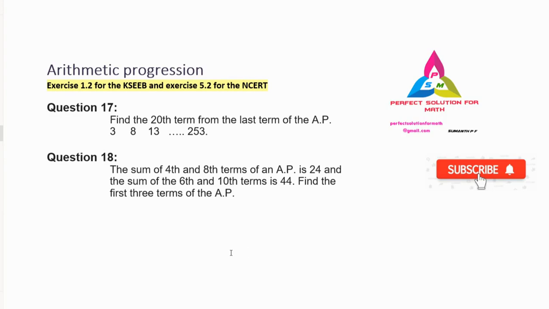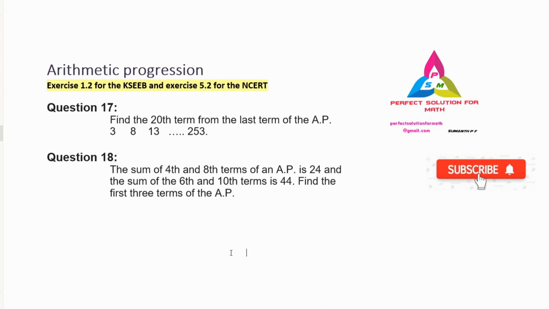Today we are going to learn the arithmetic progression exercise 1.2 for the KSEEB and exercise 5.2 for the NCERT. In that, question number 17. In question number 17 we have: find the 20th term from the last term of the AP 3, 8, 13 so on to 253.